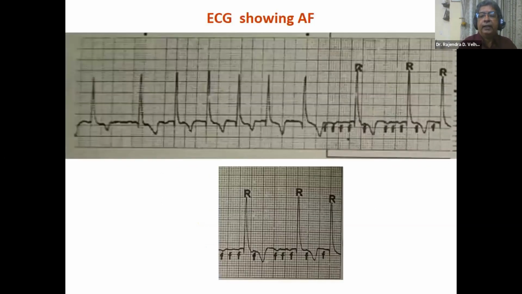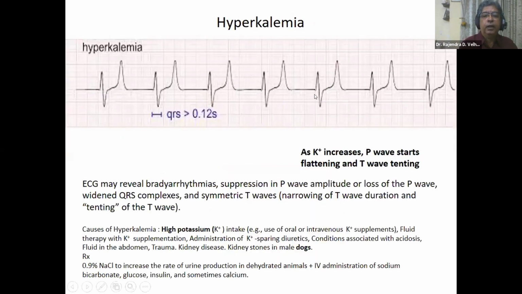Now, this is again a case of atrial fibrillation, showing you the baseline undulations or fasciculations, the F waves. So the P wave is absent here. Now, P wave can also be absent in cases of hyperkalemia. There is a characteristic feature in hyperkalemia. As the potassium levels increase, they pull up the T wave and press the P wave. So the P wave starts flattening and T wave tenting occurs.